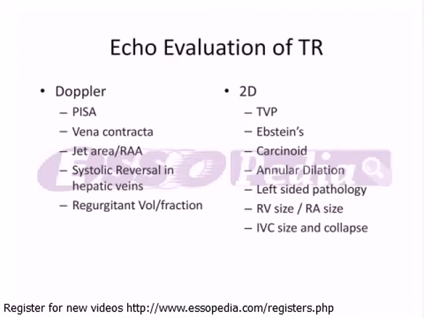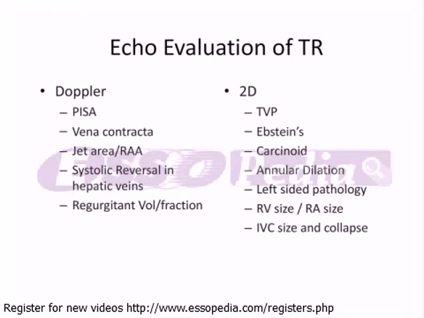The echocardiographic evaluation of tricuspid regurgitation is done both by Doppler and by 2D. By Doppler, we can measure PISAs, vena contractas, jet area over right atrial area, which has the same limitations on the right as it does on the left. Systolic reversal in the hepatic veins and regurgitant volumes or fractions can be calculated with significant difficulty. By 2D, we can look at the tricuspid valve morphology and look for tricuspid valve prolapse, presence of Epstein's, carcinoid, angiodilatation, etc.